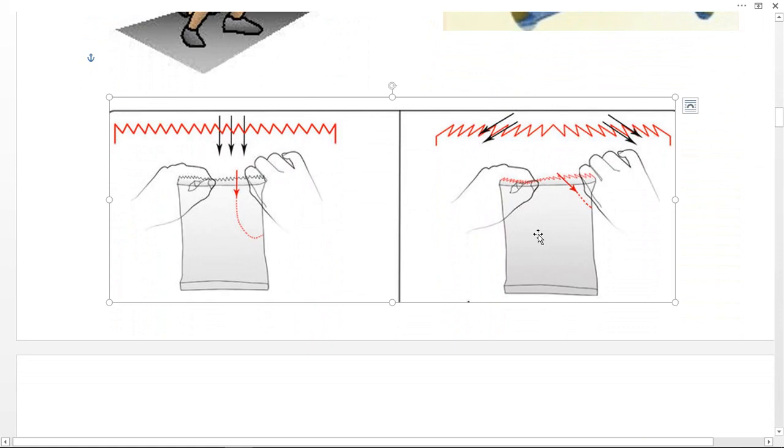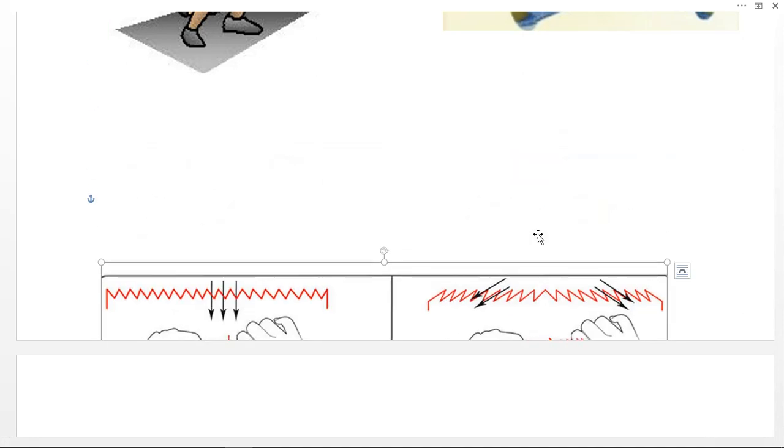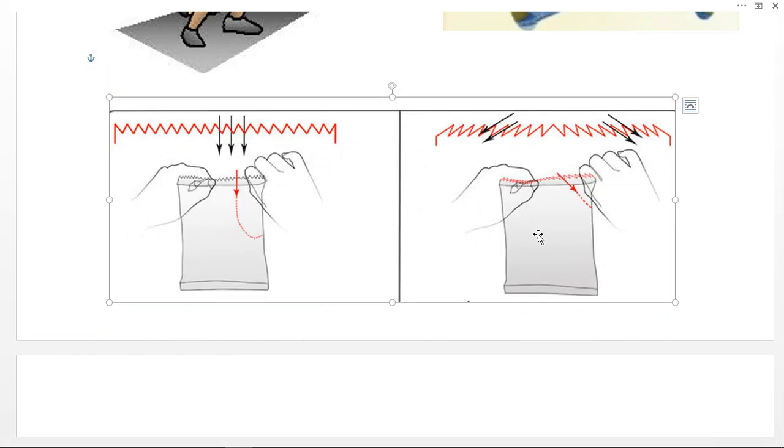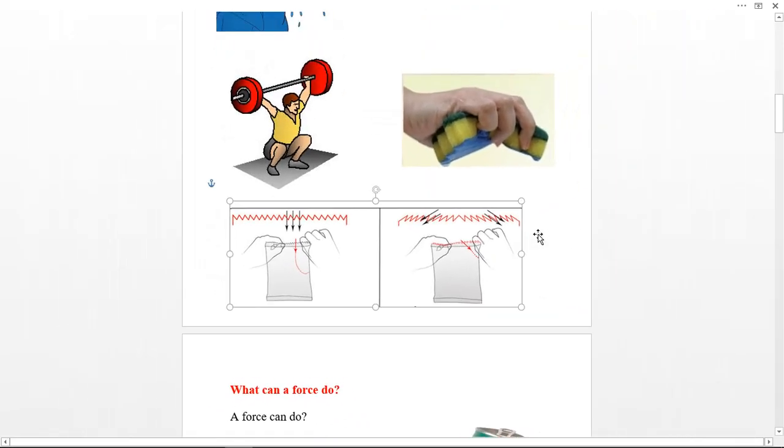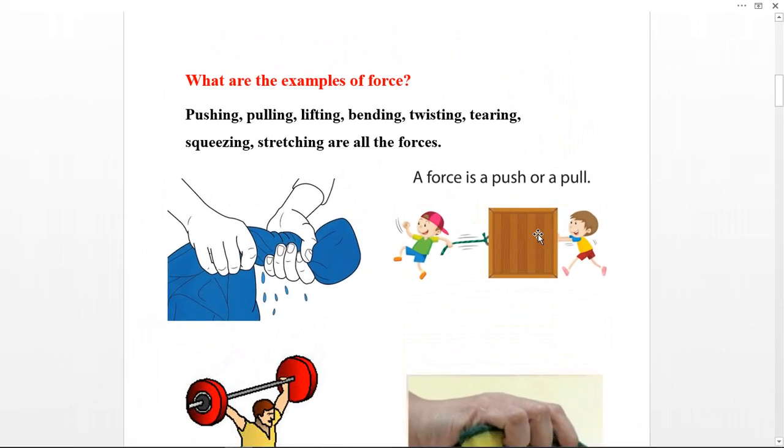It's about tearing. When you tear a piece of paper or a plastic bag, you are also applying a force. Once again, these are the forces we use in our daily life. Pushing, pulling, lifting, bending, twisting, tearing, squeezing, stretching are all forces.